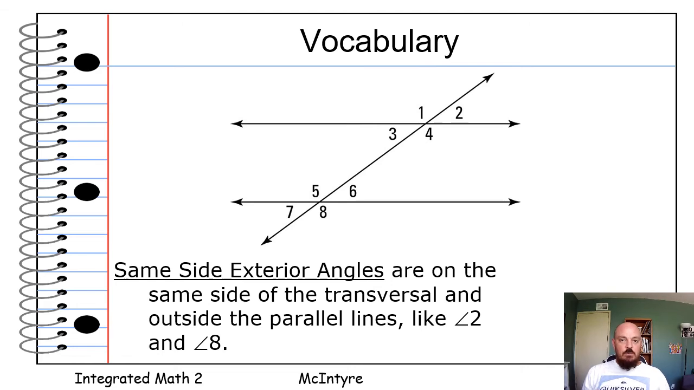Okay, last one, and if you've figured out the pattern, you can see what we're doing here. This time we have same side exterior. So we want to be on the same side of the transversal, but this time we want to be on the outside of the parallel lines. And the ones I typed in were 2 and 8. That's the same side of the transversal, but it's on the outside of the parallel lines. And then the other possibility here would have been 1 and 7. Same side of the transversal, but on the outside or the exterior.